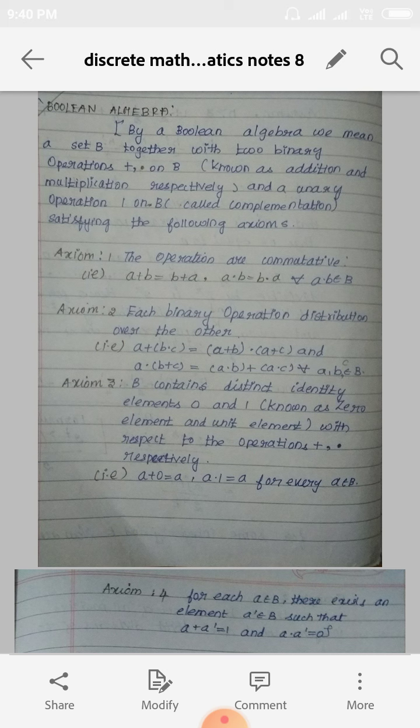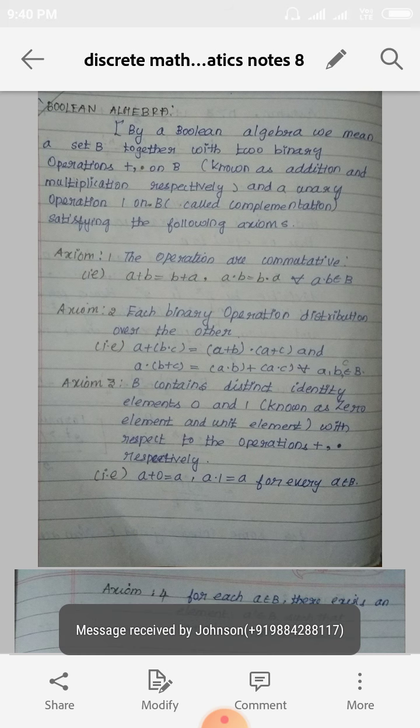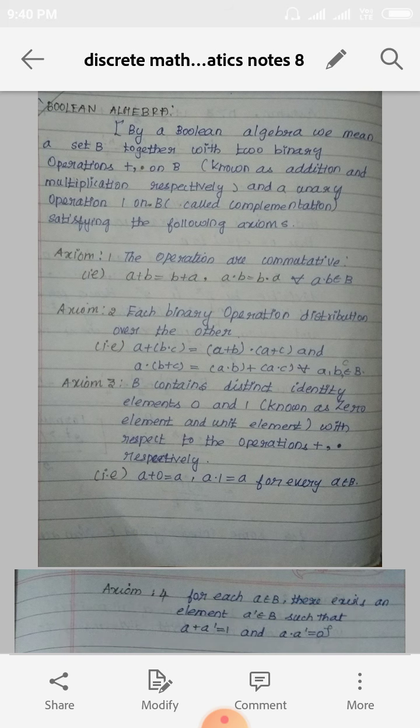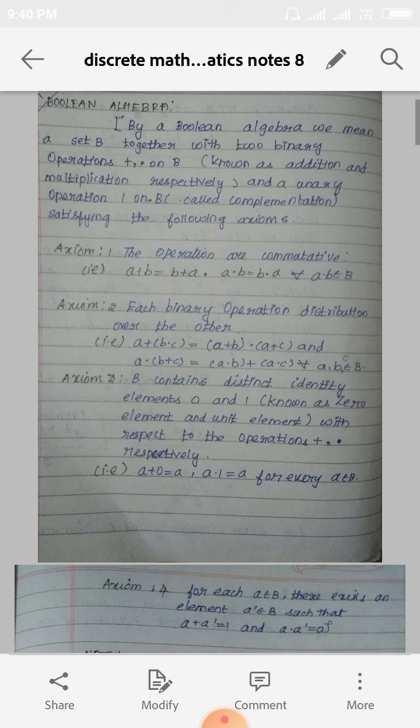Axiom 4 is, for each A belonging to B, there exists an element A dash belonging to B such that A plus A dash is equal to 1 and A dot A dash is equal to 0. That is the axiom for the inverse: A plus A dash is equal to 1 and A dot A dash is equal to 0.